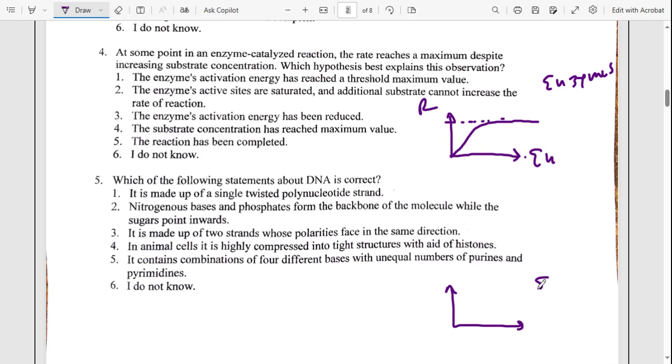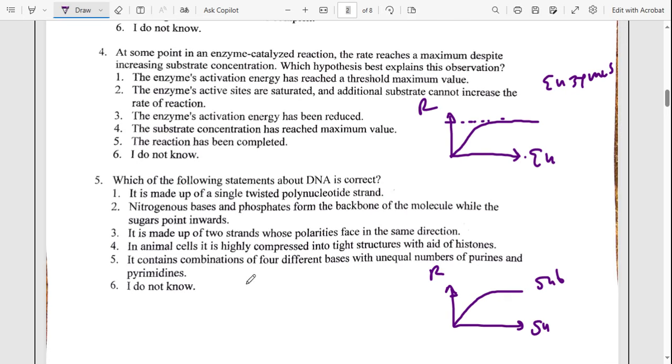When you're talking about the substrate as the factor that will determine the rate of reaction, you are going to have substrate here and then the rate here. When you're increasing the substrate, the rate is increasing, but there'll be a point when even when you increase the substrates, the rate of the reaction is no longer increasing. Why? Because the substrates are a lot, but you don't have enough enzymes.